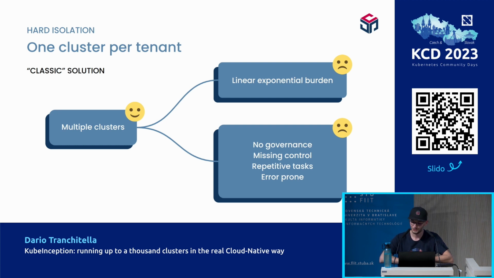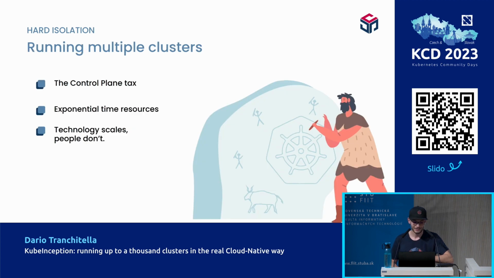And besides that, you're missing governance and control, and you are doing a lot of repetitive tasks. When you're doing the same thing several times, we are humans, and likely, so shift happens. I didn't say a bad word, but you are getting the point. So let's try to understand the negative outcomes of multiple control planes.